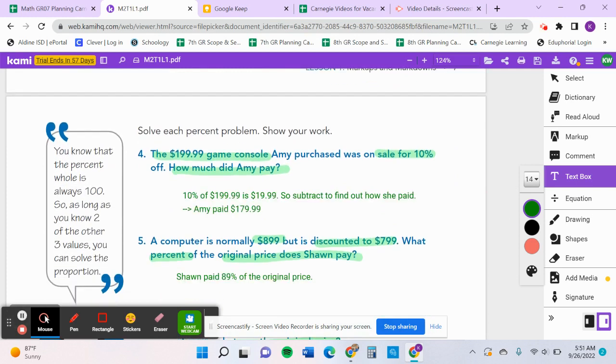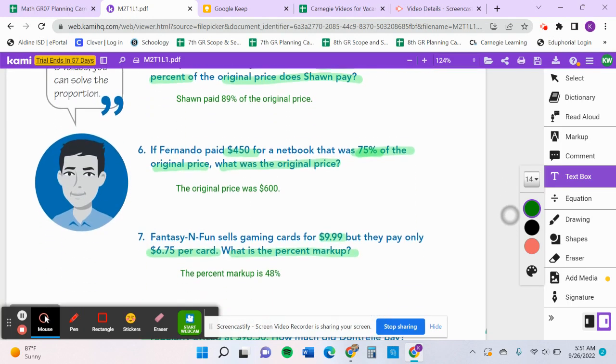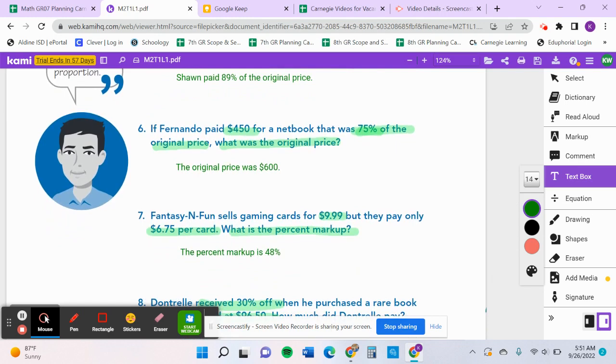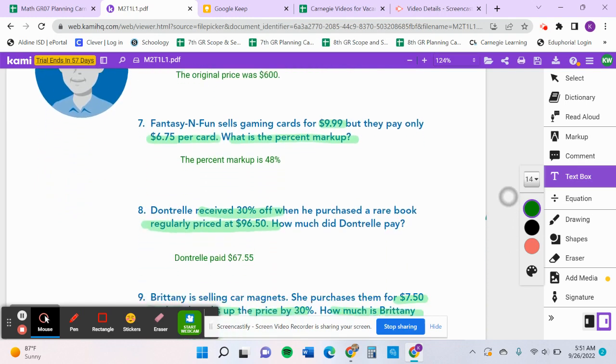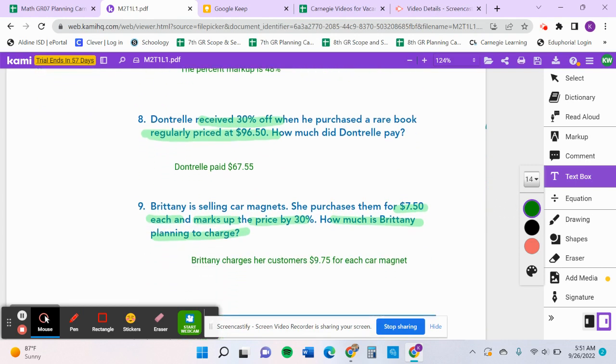Question number 4, 10% of $199.99 is $19.99, so subtract to find out how much she paid. Amy paid $179.99. Number 5, Sean paid 89% of the original price. Number 6, the original price was $600. Number 7, the percent markup is 48%. Number 8, Dontrell paid $67.55. And number 9, Brittany charges her customers $9.75 for each car magnet.